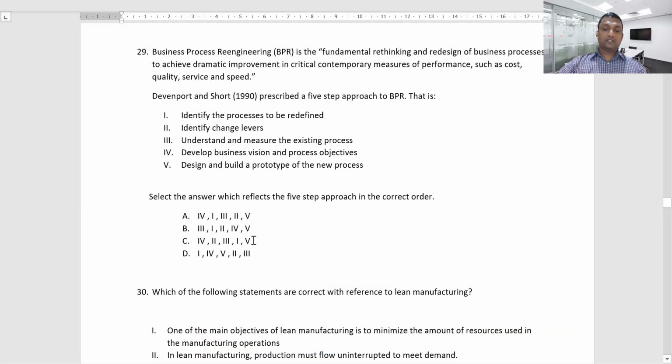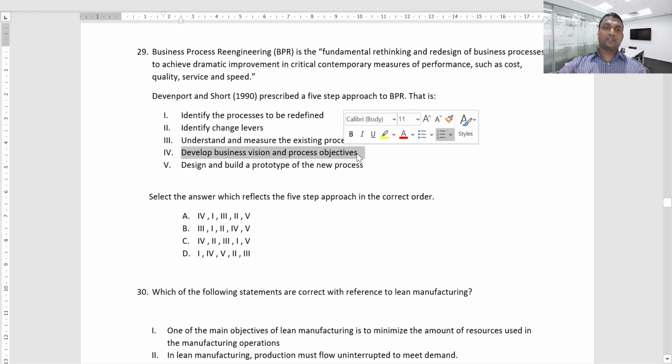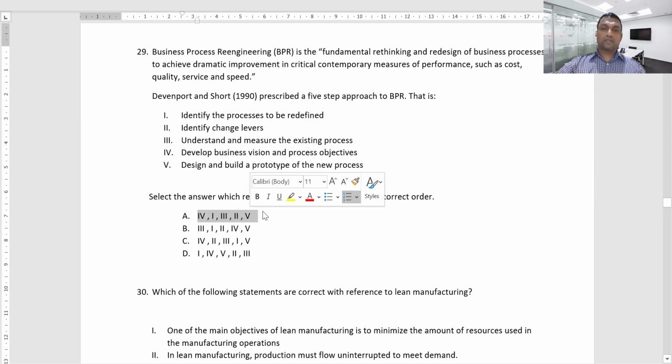So if we look at this question, first we have to think, okay, develop business vision and process objectives. So this is the first thing that has to be done during these 5 steps. Then when the vision and objectives are identified, identify the process which needs to be redefined. Then we can go ahead by understanding and measuring the existing process. Then identify the change levers, and finally design and build a prototype of the new process. So the correct order is A.